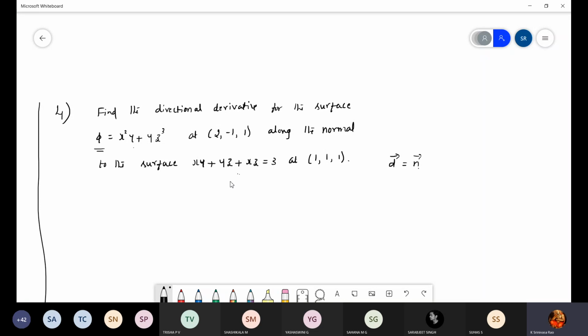To calculate the directional derivative, they are given the direction vector indirectly. It is a normal to the surface. So calculate the normal, and it is nothing but d. Okay, take down the given solution. Given phi equals x square y plus yz cube, so one surface, and calculate grad phi.